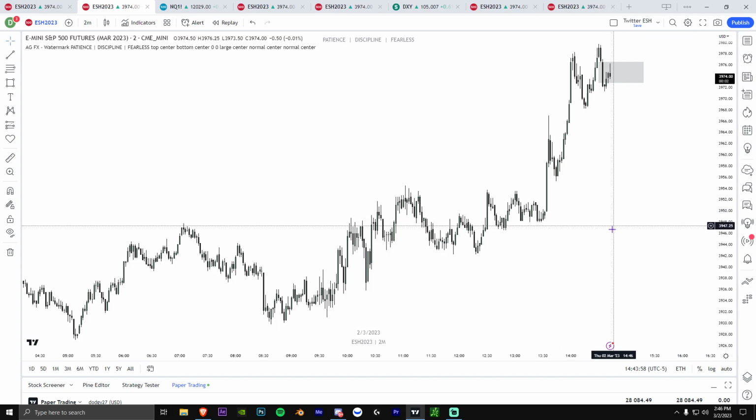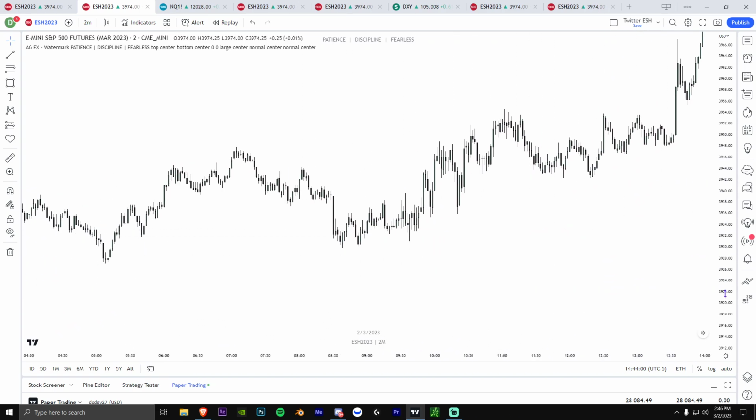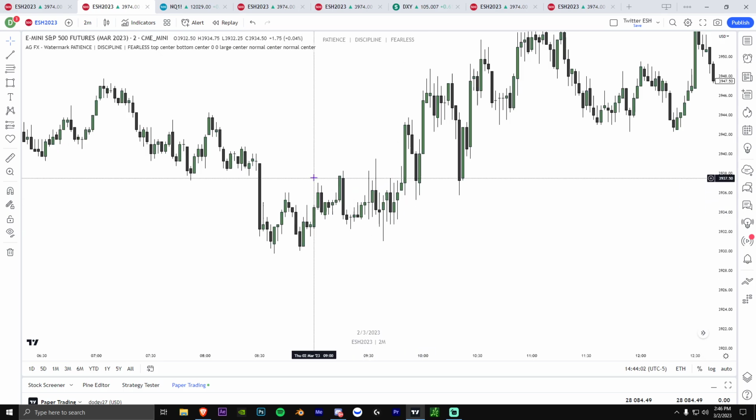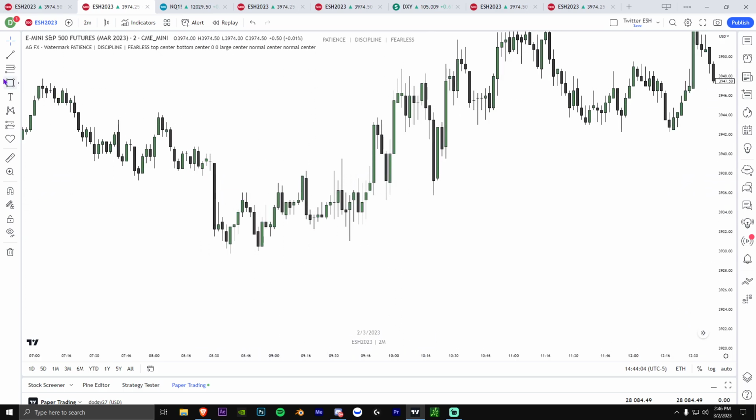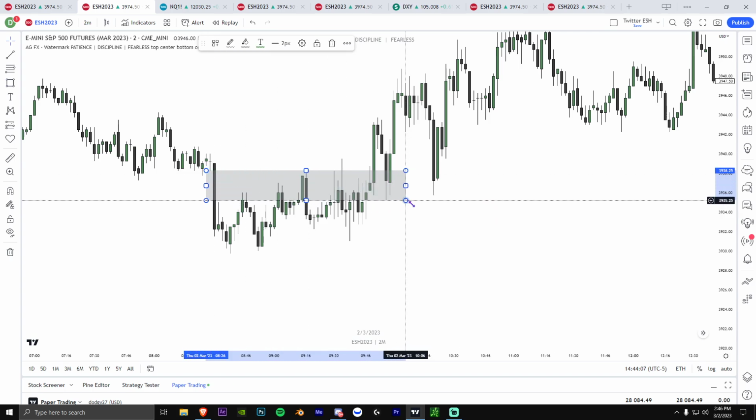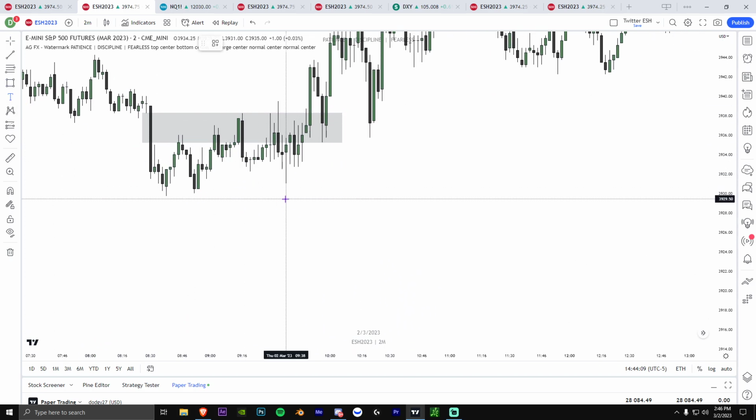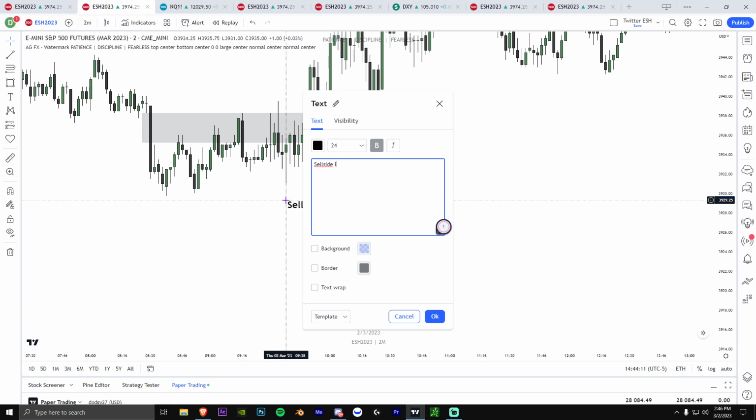So here's what I'm going to say. If you already know what a fair value gap is, there's another name. It's called a SIBI and a BISI. So this right here would be a SIBI. This is just a bearish fair value gap.